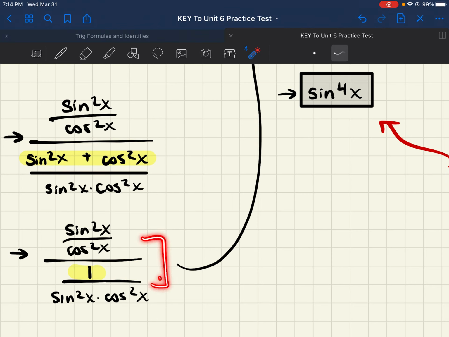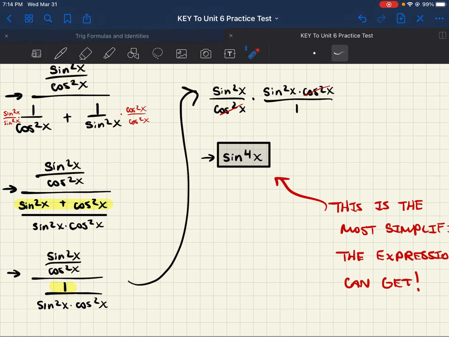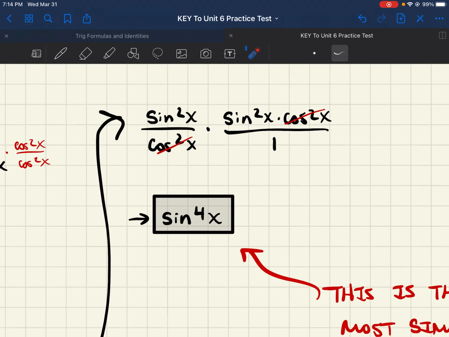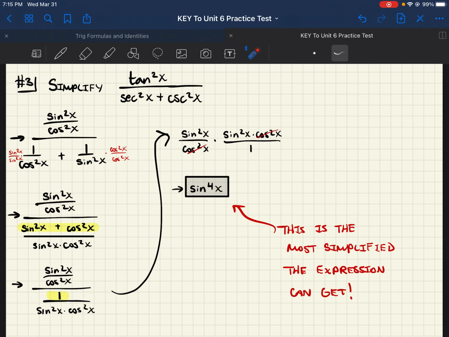Now we're in a position to go ahead and do keep, change, flip. So we keep our numerator, sine squared of x over cosine squared of x. Change this to multiplication, and then we flip our denominator to be sine squared of x times cosine squared of x over 1. Notice now, cosine squared of x cancels with cosine squared of x in the bottom. Sine squared times sine squared gives us sine to the 4th of x. And that's going to be our most simplified.